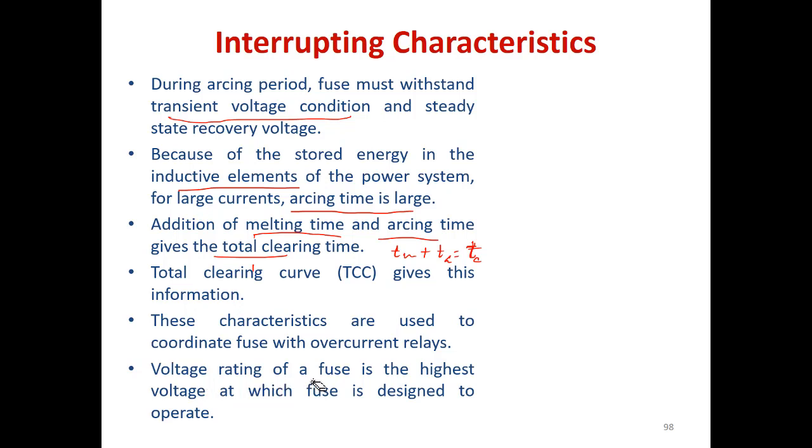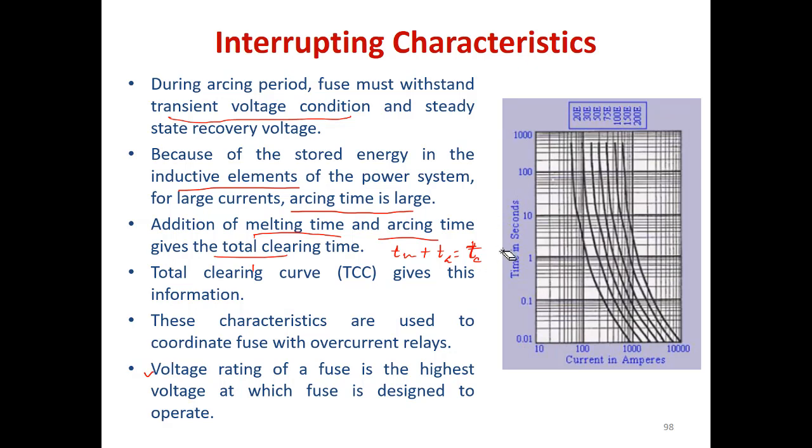The voltage rating of a fuse is the highest voltage at which the fuse is designed to operate. So for different voltage ratings, the fuse is also designed differently. We can see here that for different voltage ratings, 20, 30, 50 kilovolt, the total clearing curve is plotted. It is designed for all these different voltage ratings, because the transient voltage is very high during the melting.